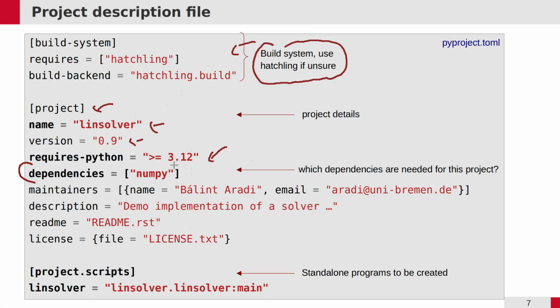Our project needs the NumPy module, and as you have seen in the virtual environment, NumPy was not present. And in order to make sure that pip can automatically download NumPy when our project is installed, we are specifying NumPy as a dependency. So if you have any other external dependencies, you should list them here. And then there is some meta information about maintainers, descriptions, which file is the README file, which file is the license file. And then there is one more section here, project.scripts.